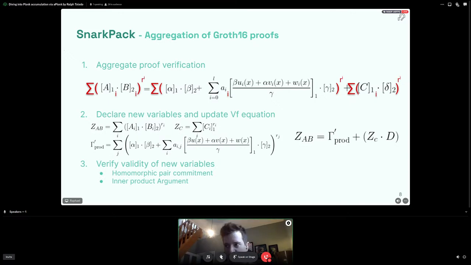This is not finished. We have new variables Z_AB, Z_C, gamma prods. We need to actually prove that these variables were honestly generated. So we're going to do this with an inner product argument, or IPA for short. And we're going to use a new commitment scheme, which is a homomorphic pairing-based commitment.